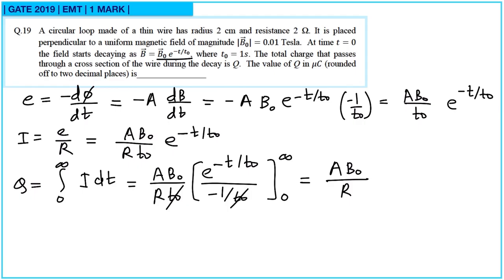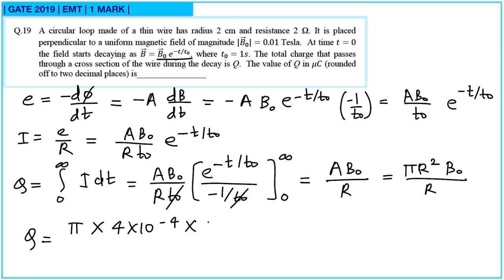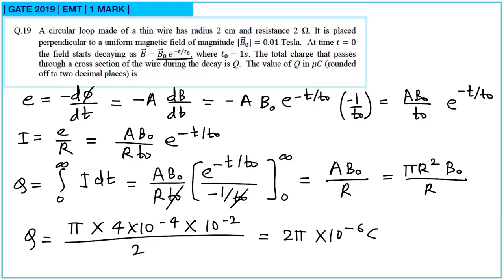and area is pi r square. So pi r square into B naught upon R. So Q is equal to pi into r square. Radius is 2 cm, so that will be 4 into 10 to the power minus 4. B naught is 0.01, so that is 10 raised to minus 2 upon R, that is 2. So this will be 2 pi into 10 to the power minus 6 Coulomb, and 2 pi is 6.28, 10 raised to minus 6 is microcoulomb. So answer is 6.28, and answer in the answer key is 6.26 to 6.30.